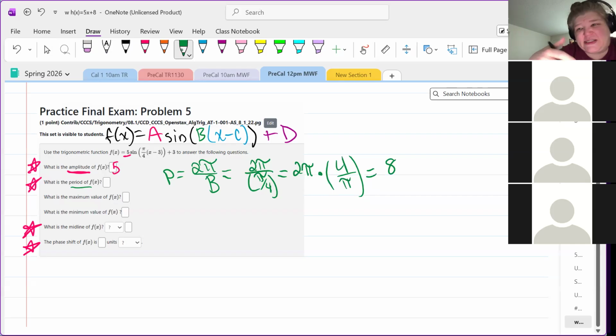Normally, though, the period is still a pi number. So if b was just 4, we'd have 2 pi over 4, and we'd get pi over 2. But whatever number you get out of the formula, that's the answer for the period.